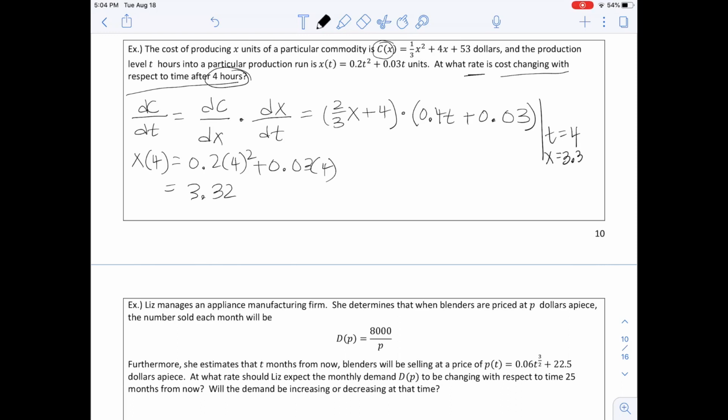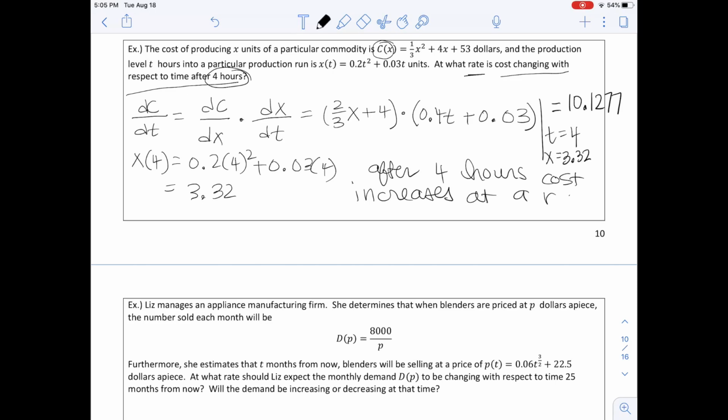So I'm going to go ahead and put that down over here. From here, I'm going to substitute in x is 3.32 and t is equal to 4. And when we do that, we are going to arrive at a value of 10.1277. And so what this says is after 4 hours, cost is going to increase.